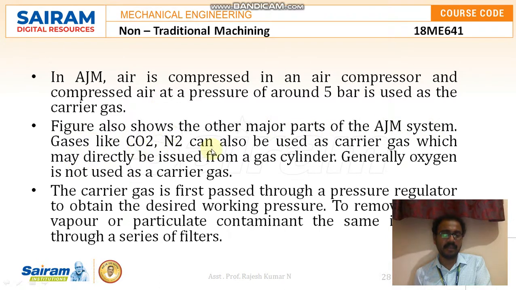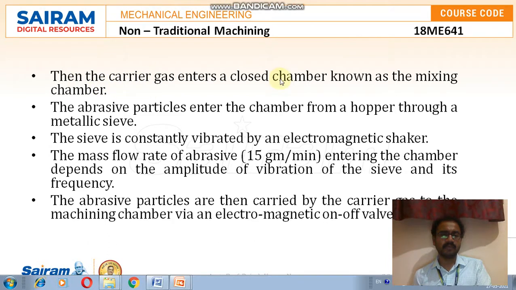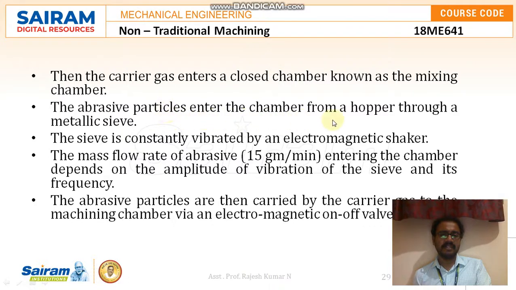Gases like carbon dioxide and nitrogen can also be used as a carrier gas, which may be issued directly from a gas cylinder. Generally oxygen is not used as a carrier gas, but in very rare cases it is also recommended. The carrier gas is first passed through a pressure regulator to obtain the desired working pressure. To remove any oil, vapor, or particulate contaminant, it is passed through a series of filters. Then the carrier gas enters a closed chamber known as the mixing chamber. The abrasive particles enter the chamber from a hopper through a metallic sieve. The sieve is constantly vibrated by an electromagnetic shaker, and the mass flow rate of abrasive, about 15 grams per minute, depends on the amplitude and frequency of vibration of the sieve.